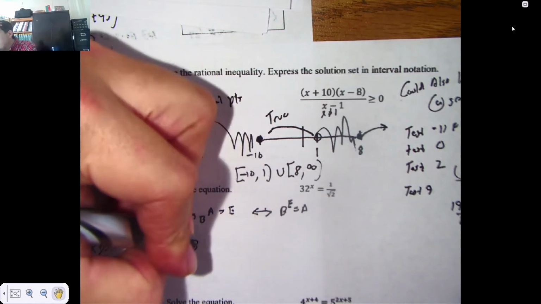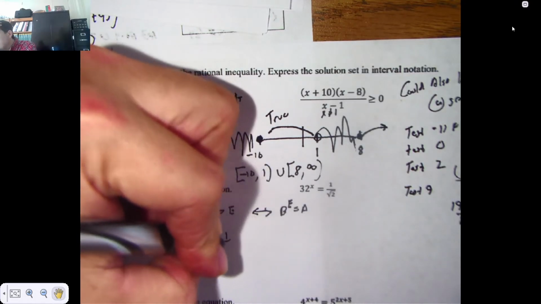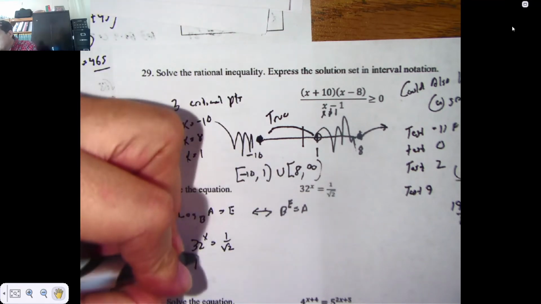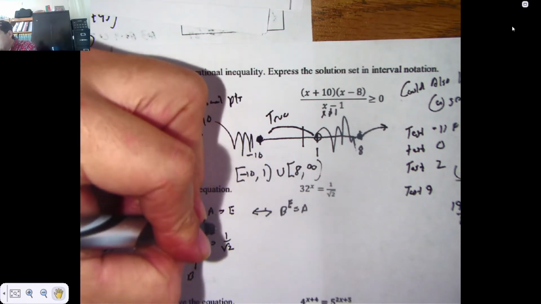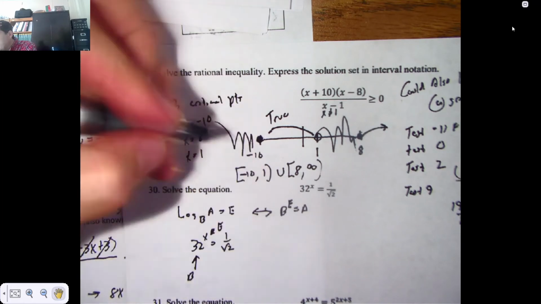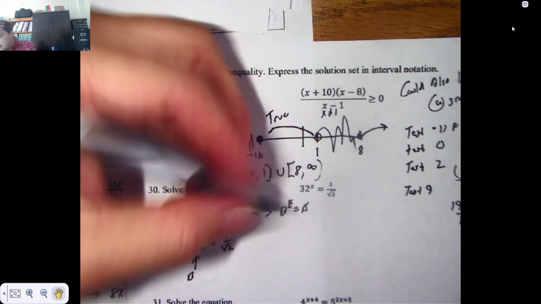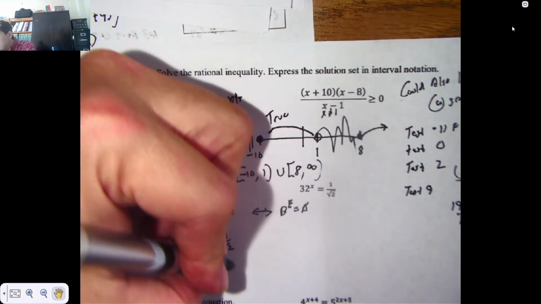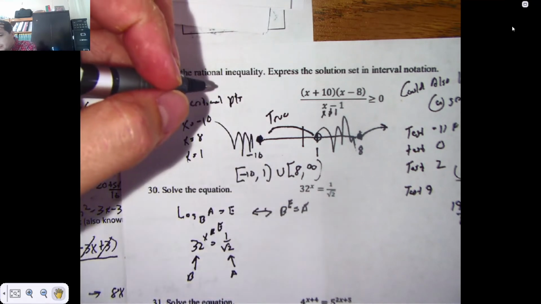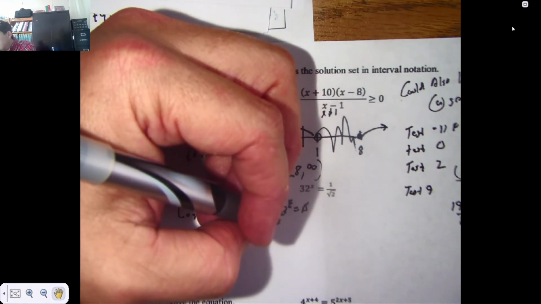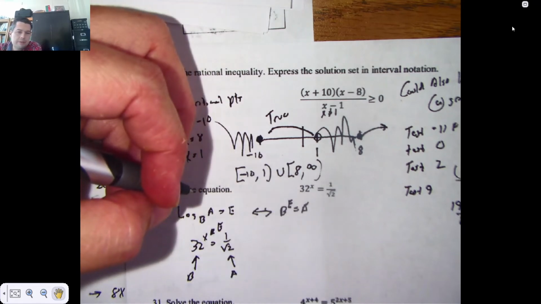So this is 32 to the x, and it's equal to 1 over the root 2. So this is my base. This would be the base's exponent. And what's left, if you look at the notation I'm using, or the form I'm using here, this is my argument. You know, that's probably not the best way to do this one for y'all.